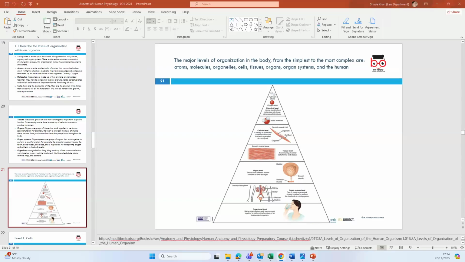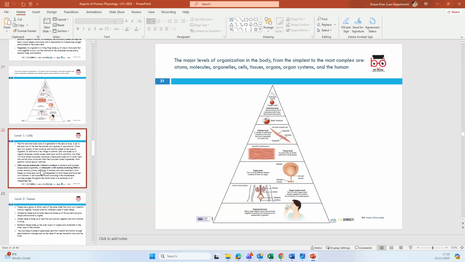Then we have organelles, which are structures within a cell that perform specific functions, made up of molecules. We have cells, which are the basic unit of life made up of organelles. We have tissue, which is a group of similar cells that perform a specific function. We have organs, which are structures made of different tissues working together to perform a specific function, for example, the heart. We have the organ system, which works together to perform a major function, and the last one, we have organisms, which is a complete living being made up of the organ systems working together.